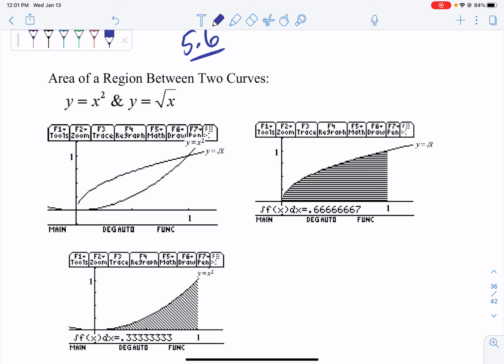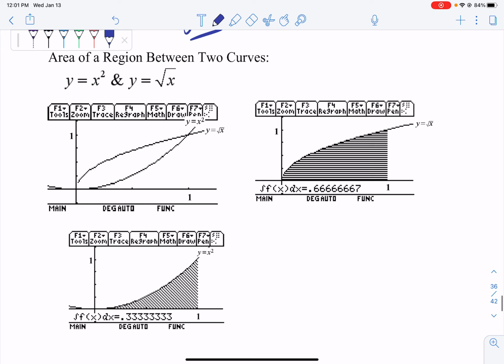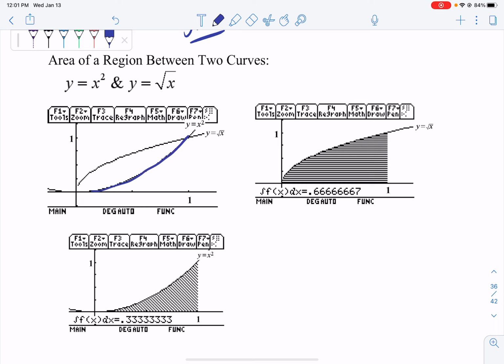another curve. So this first example gives us y equals x squared, which is this curve right here. It's this blue one. And y equals root x, which is this red curve right here. And it wants us to find the area between those two curves.